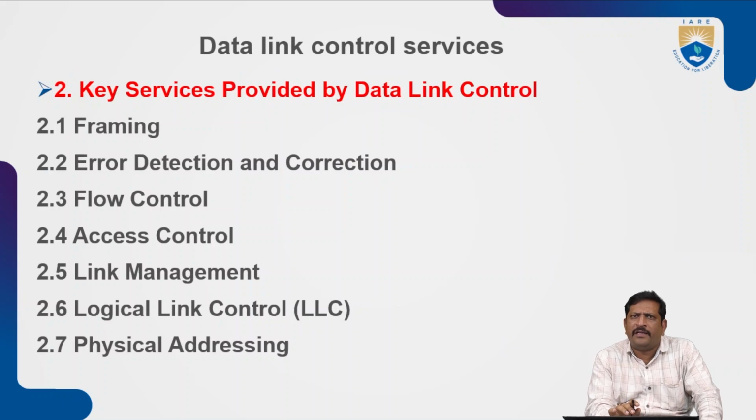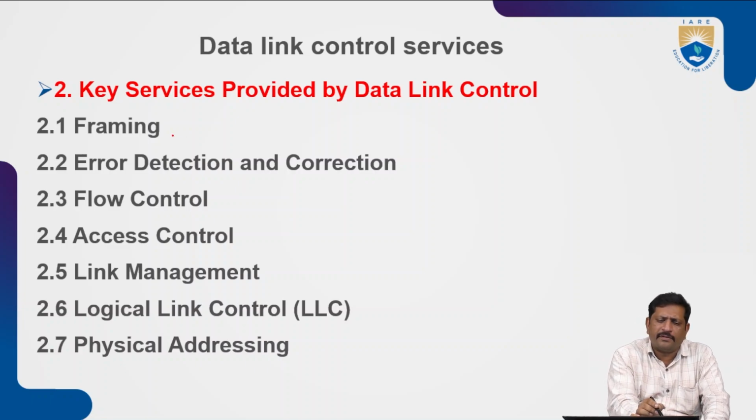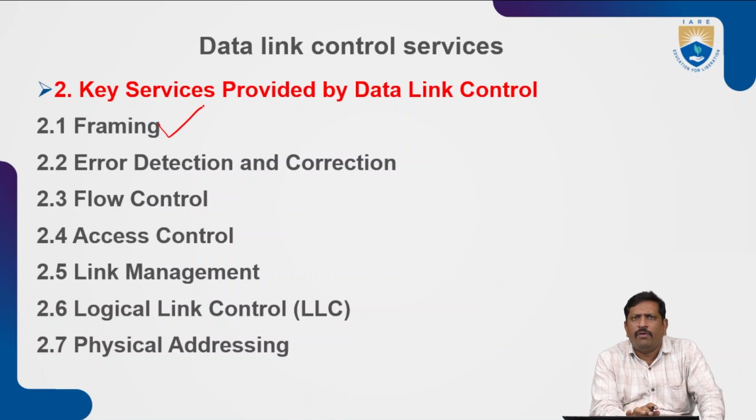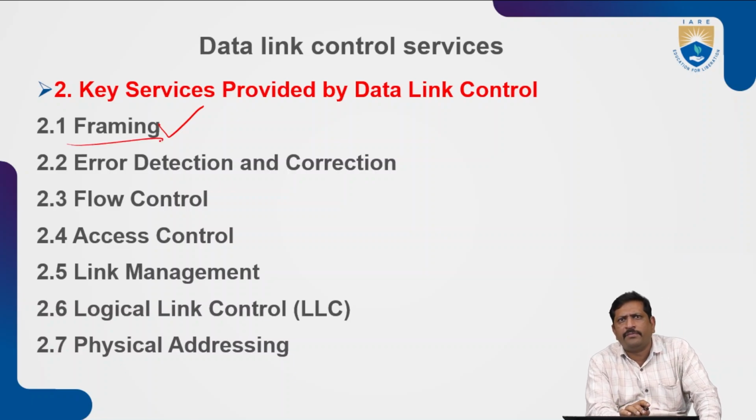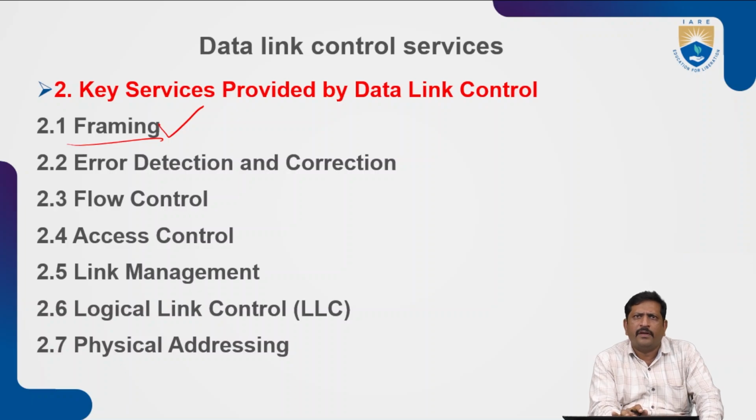General services that can be provided by data link control: framing service is the first service. Whatever data is received is converted into the form of frames, and by converting the data into frames it is transferred. Then error detection and correction can be done. Error detection means that while transmitting data from one device to another device, if there are any errors in the data, they will be detected.